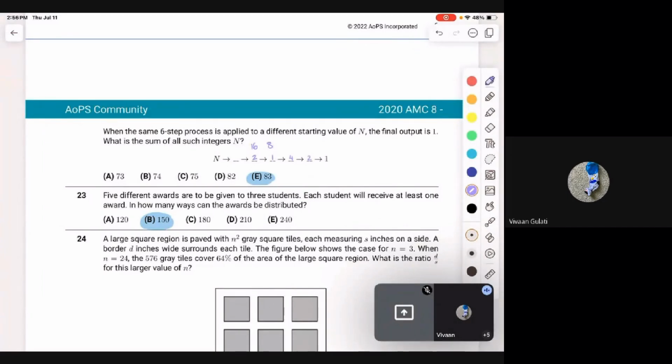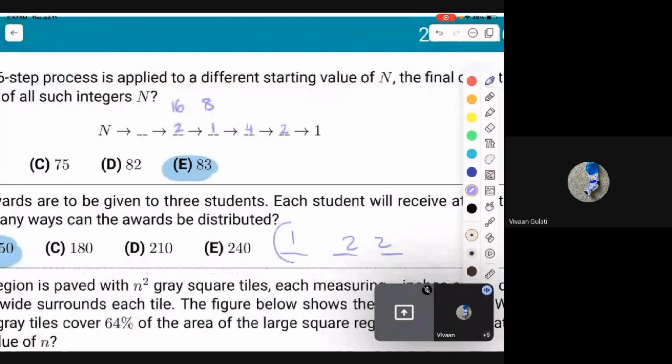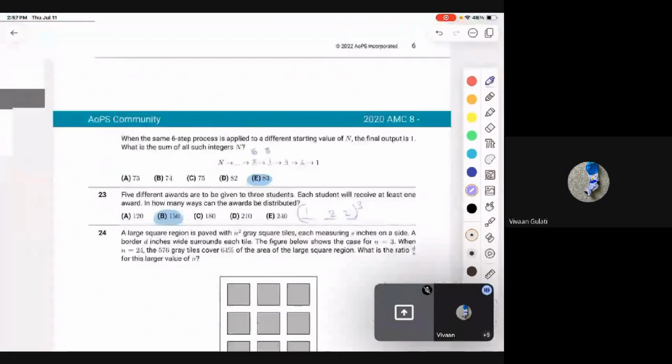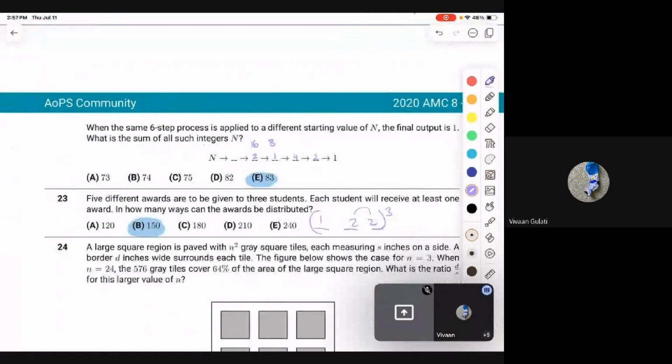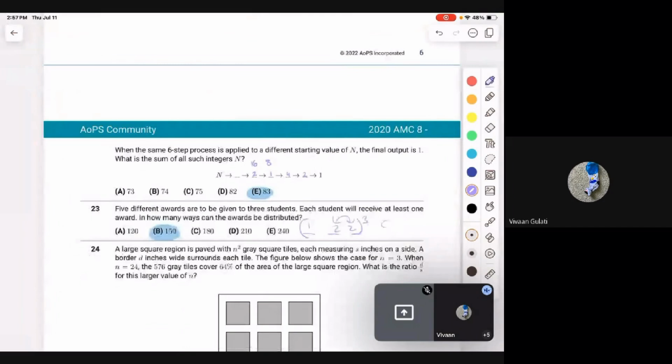Okay, 23. So the first option is for one student to get one award, and the other two students to get two awards each. So you can have that in three different ways. And then you can flip the students who got two awards. So for each one, you can have two ways to do that. So it's 2 times 2 times 2, which is 8. Yeah, it's just 8.